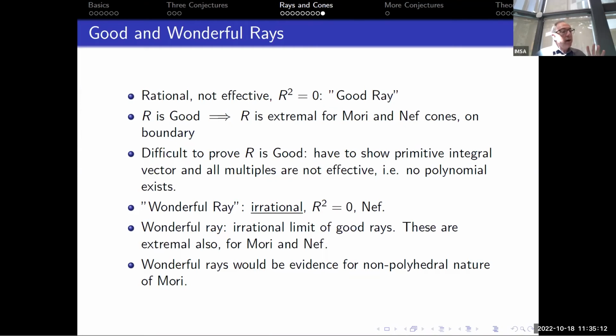If you have one wonderful ray, it would be evidence that the Mori cone does not have a polyhedral nature, but somehow has a round nature around an irrational ray. Say it again. Yes, I will. Yes. That's the whole point of the talk.